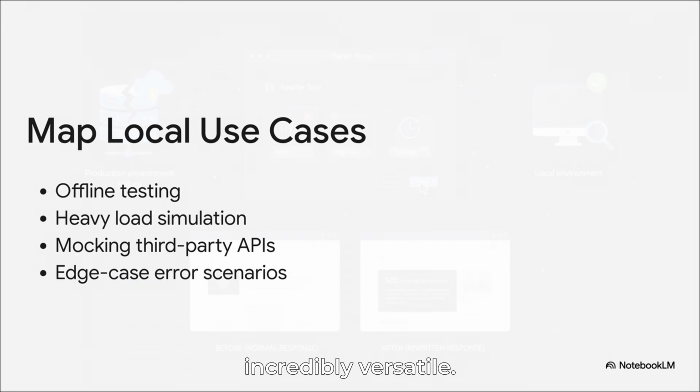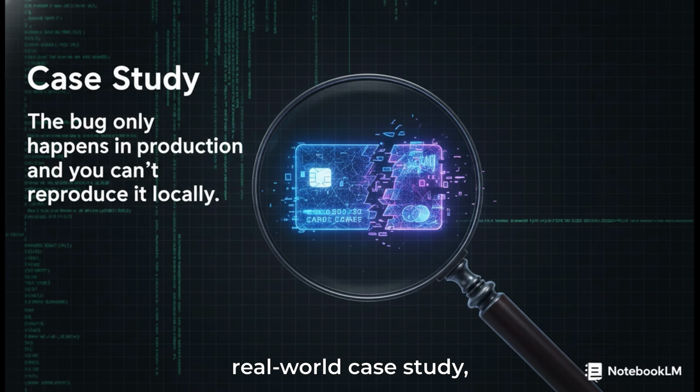This technique is incredibly versatile. It's perfect for offline testing, like if you're working on a plane or during an unexpected outage. You can simulate massive payload sizes by just saving a giant JSON file directly to your drive. It's also highly strategic for mocking expensive third-party APIs. Think about it. If you're building an integration with a paid service, you definitely don't want to rack up usage costs or pollute their production analytics with your local testing. Map local prevents that entirely. Let's look at a real-world case study, the broken payment flow.